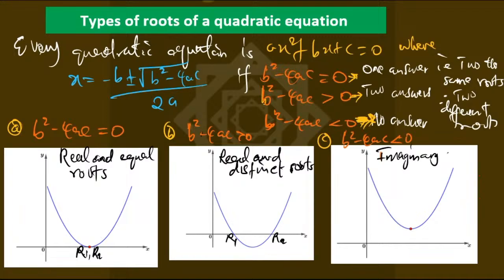Imaginary roots, or you call it complex, because of this square root of a negative number. So these are the three types of root that will be formed. Every quadratic equation must intersect the x-axis at only one point, at two different points, or have no intersection.